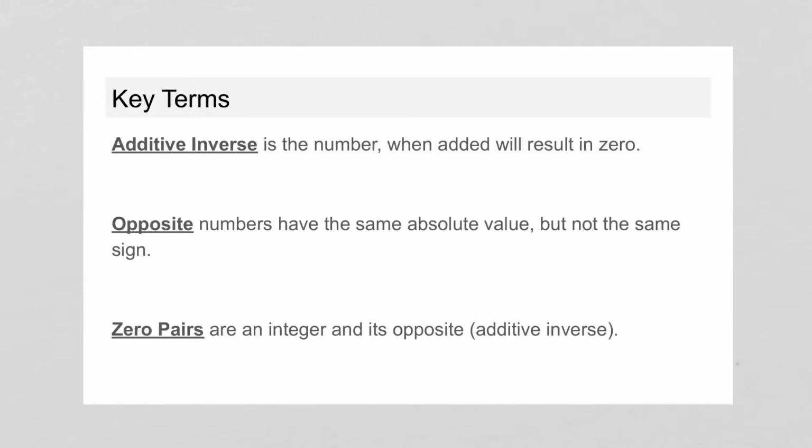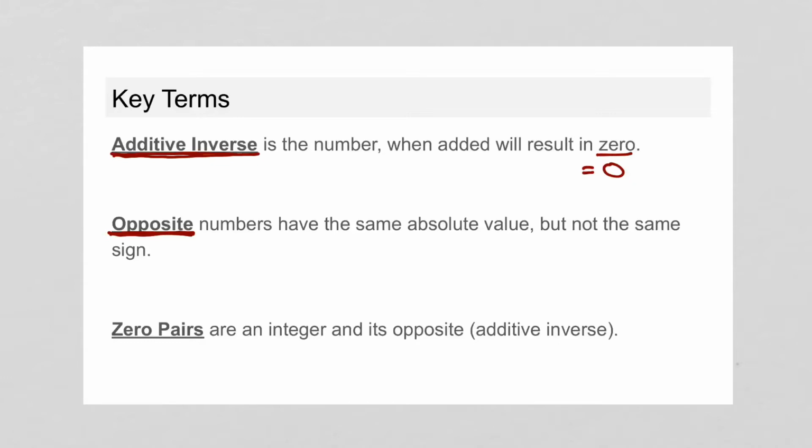Something we're going to be addressing this week is additive inverse. And all three of these terms are really closely connected. Additive inverse is the number, when you add it to the number you've got, you'll get 0. So it will result in a 0. And what kind of number is that? Well, it's the opposite number. So opposite numbers, they have the same value but not the same sign.